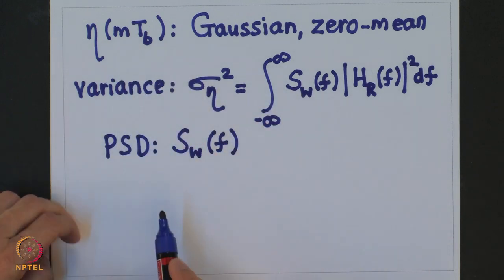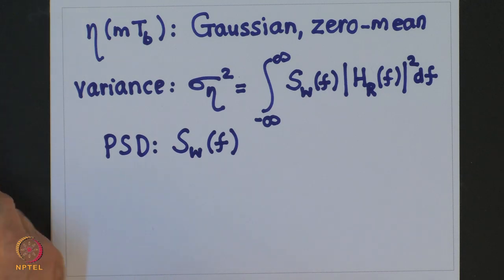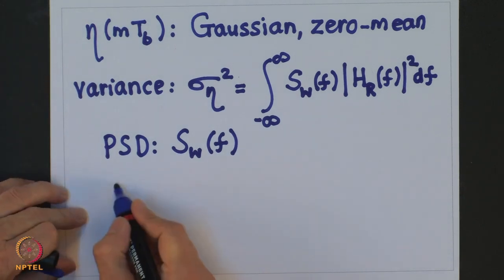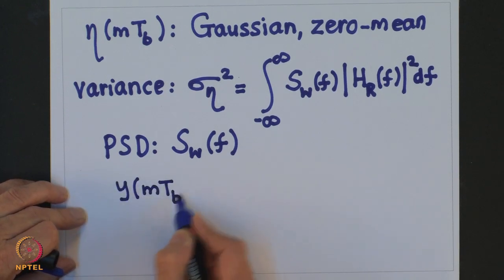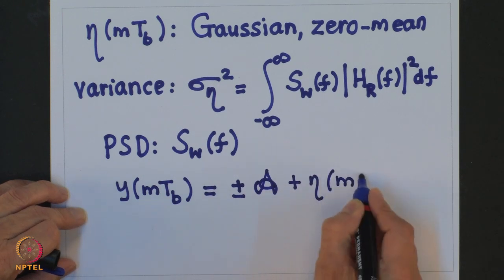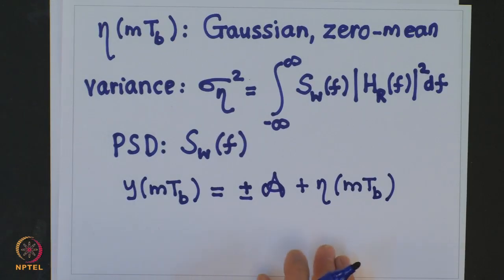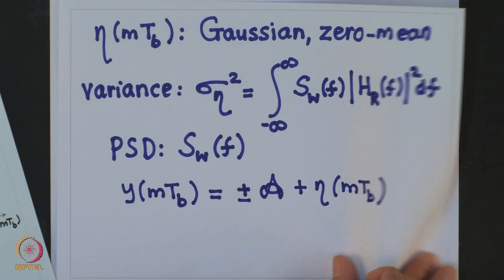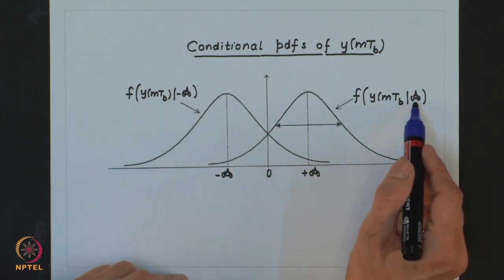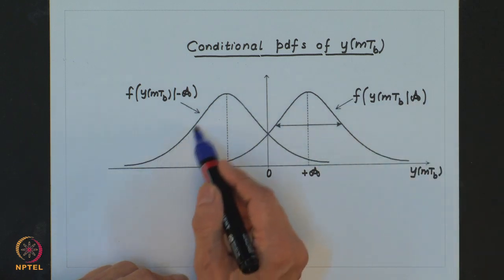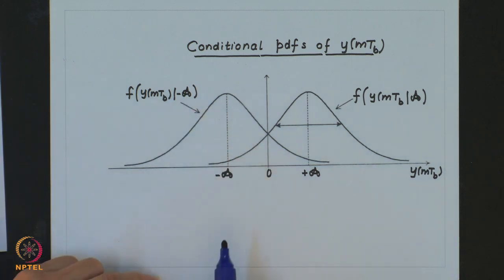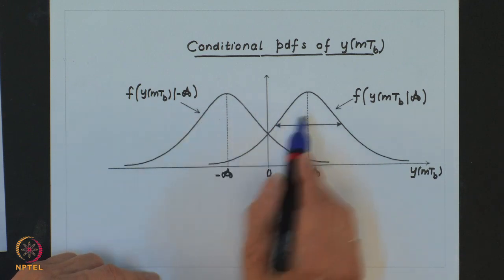Now, because the noise is Gaussian, we can find the conditional PDFs of the sample value. The sample value is YMTB, and this, as we said earlier, is equal to plus minus A plus eta MTB. The conditional PDF would be as shown in this figure. This is the conditional PDF given I have transmitted plus A, and this is the conditional PDF which I will get given that I have transmitted minus A. Right? And we will assume that these symbols are equiprobable.